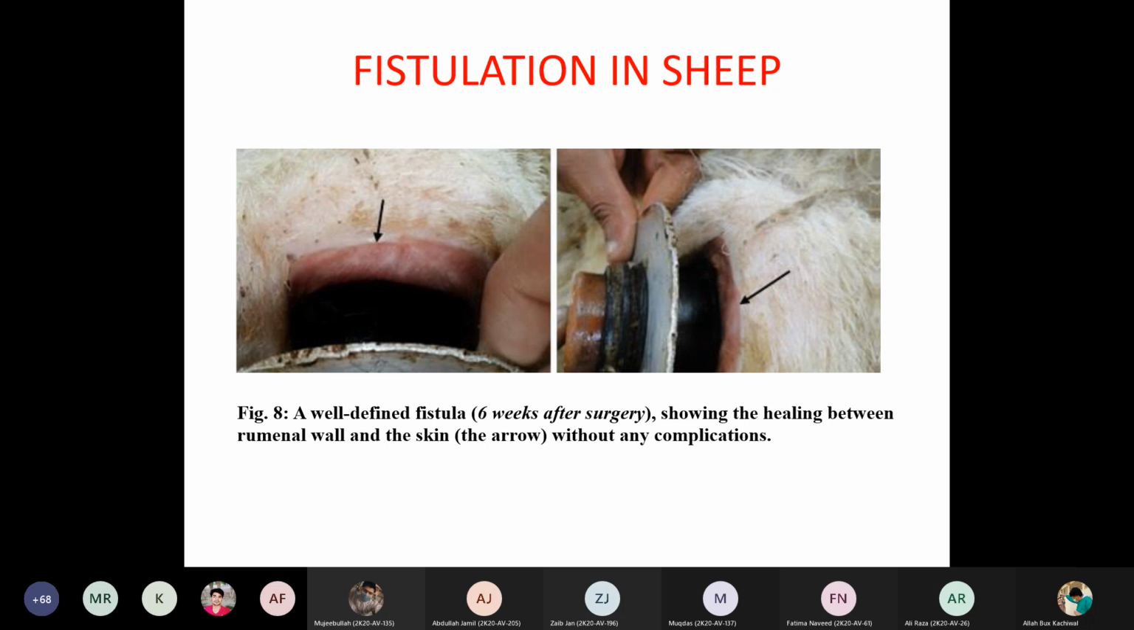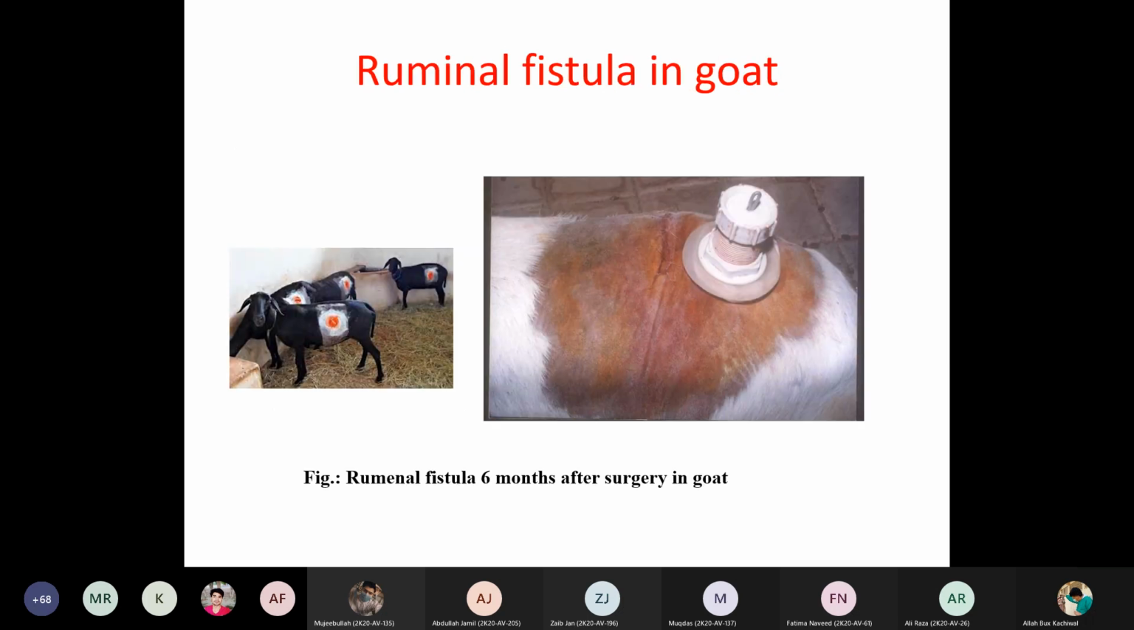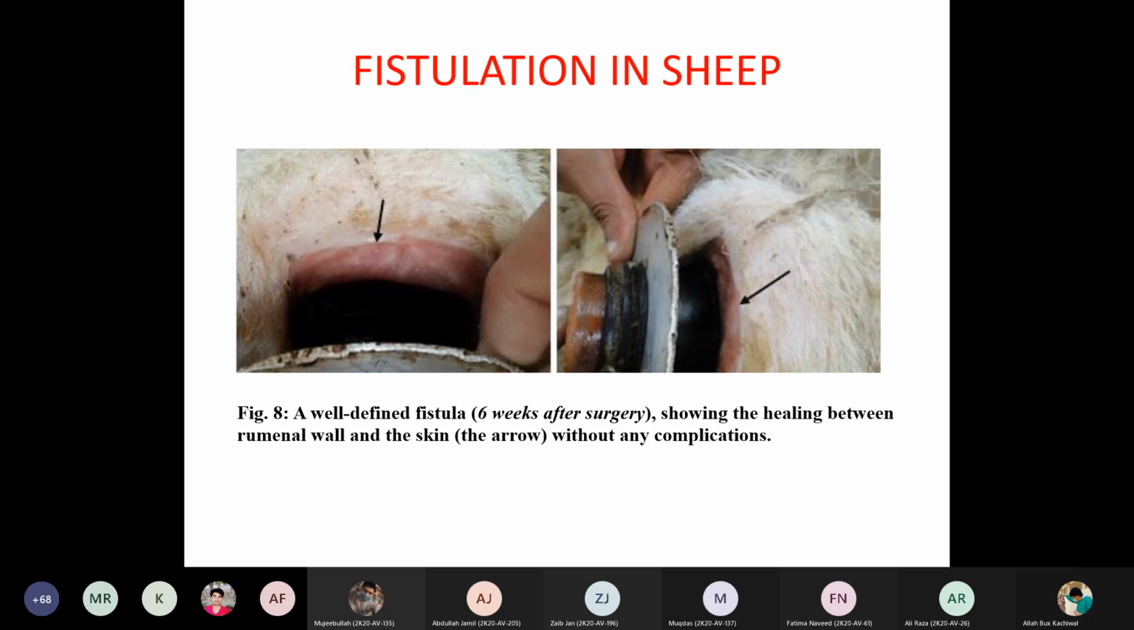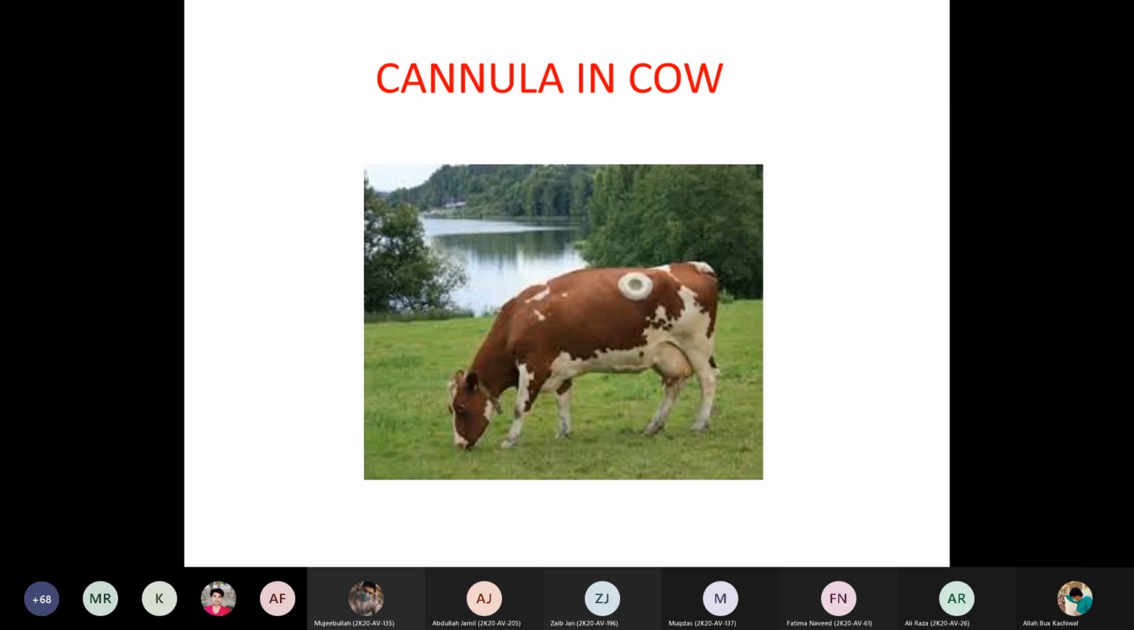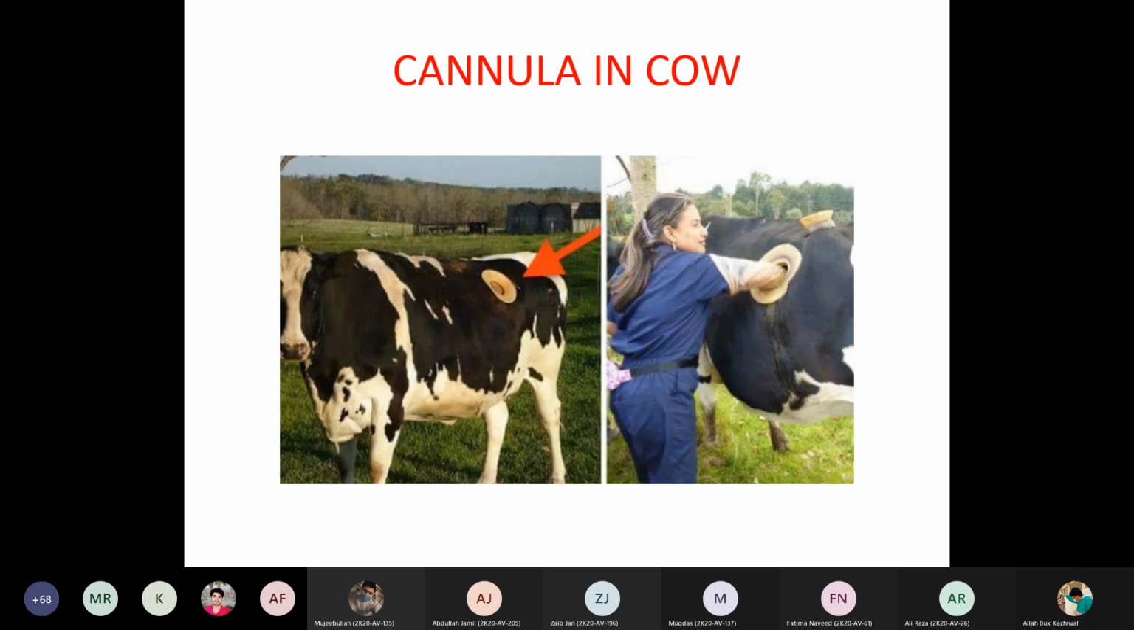So this always gives you a better result if there are no complications, no infection, or any pathology, damage or injury. So that it may heal quickly. So this is the fistulation. If you see the fistulation in the sheep, fistulation in a cow.